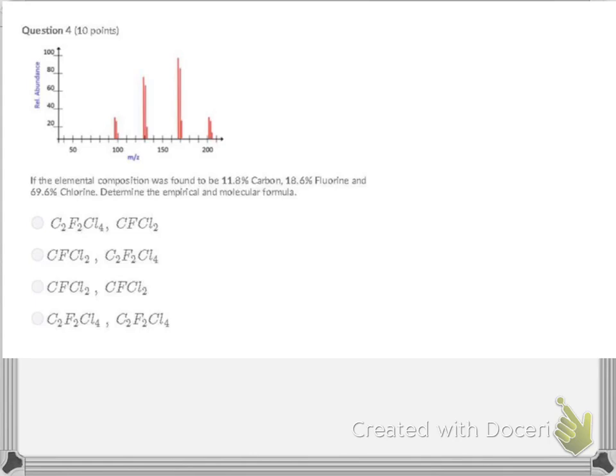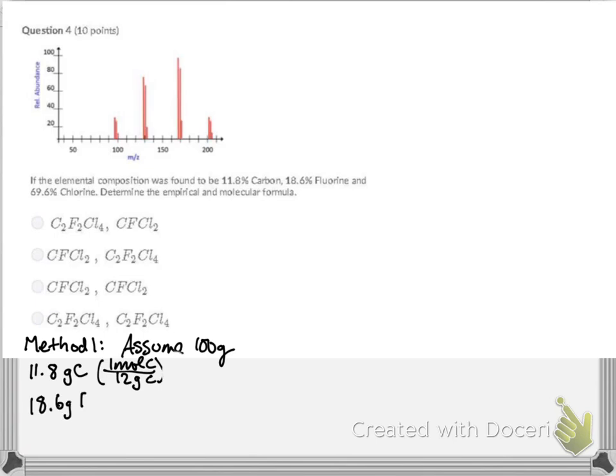Now we have some elemental composition for carbon, fluorine, and chlorine, and we're asked to determine the empirical and molecular formula. We've shown 2 ways to do this in class, so we will first do method 1 and then method 2. Method 1 assumes a 100 gram sample. Why? Because that means immediately the percents can be turned into grams and we can convert to mole ratios. So we put 11.8 grams of carbon, 18.6 grams of fluorine, and 69.6 grams of chlorine.